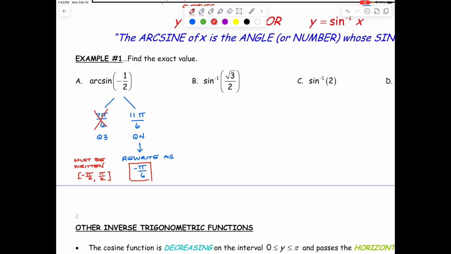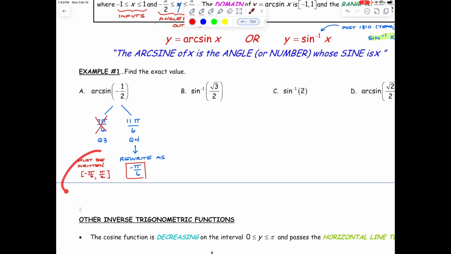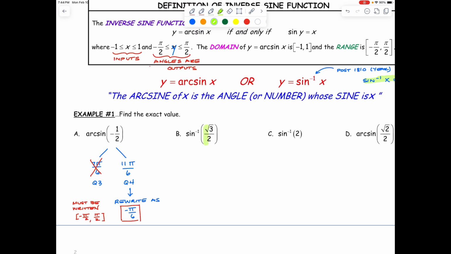So I want you to take a minute and think about where these other exact values lie on your unit circle, and then predict what those angles would be that would be actually the outputs of these inverses. Think about what angles would be within the domain restriction here, and pause the video and then continue. Okay, so we're thinking about the input is an exact value.